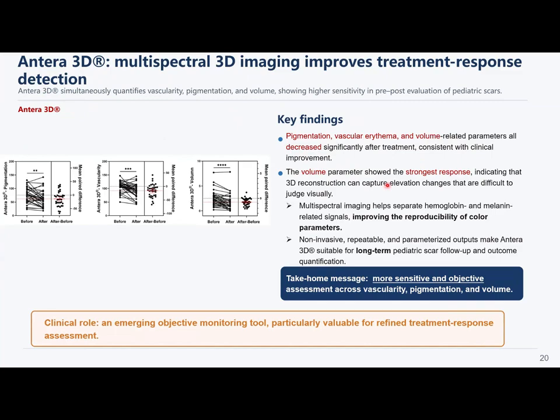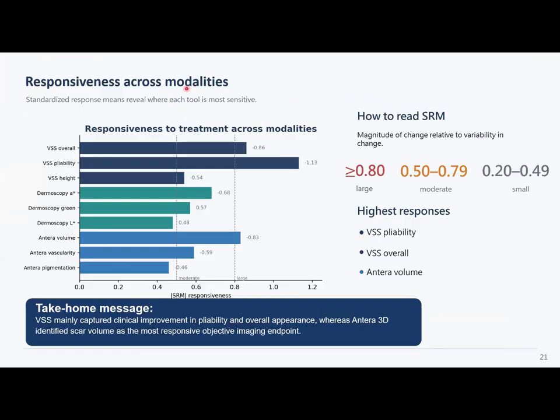But from the 3D evaluation system, we can see pigmentation, vascular, edema, and volume-related parameters are all decreased. It means that we can see significant differences in more than one parameter, so this is more comprehensive. With the traditional evaluation, we can't see the difference, but from this one we can see. We call this responsiveness across modalities. So this is the whole result.